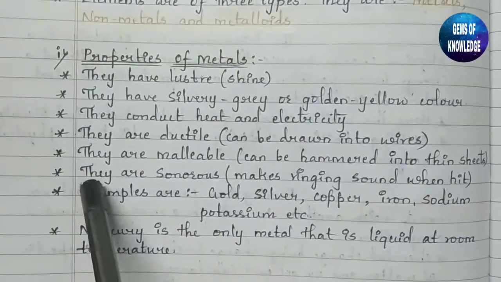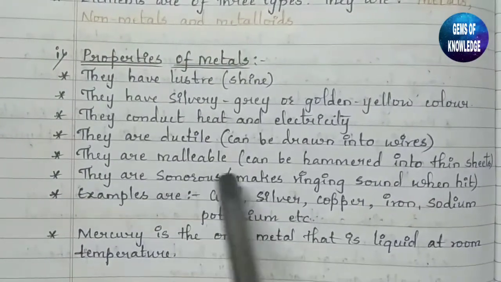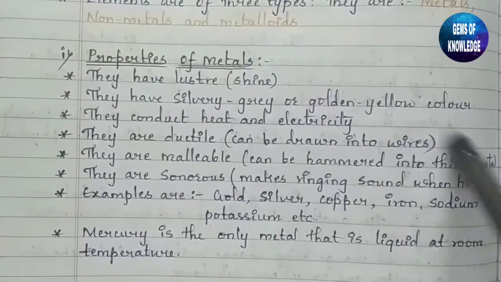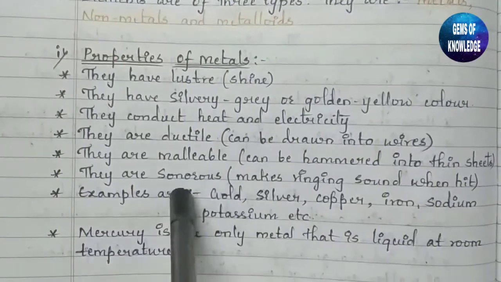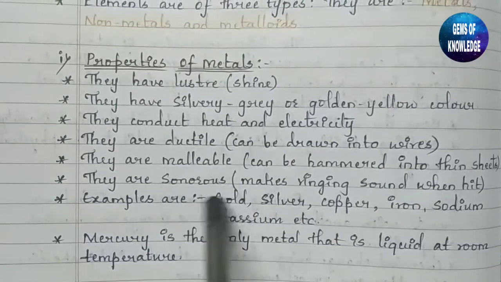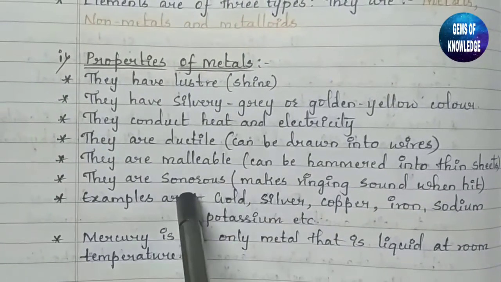The next property is that they are sonorous. It means they make a ringing sound when we hit them. You have observed school bells. When we hit them, they make a sound. That is nothing but a property of metals, that is sonorosity.